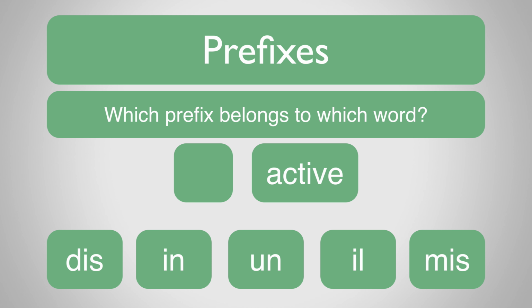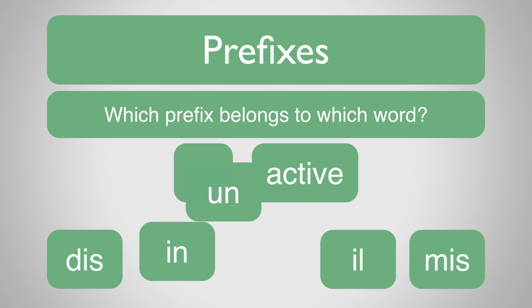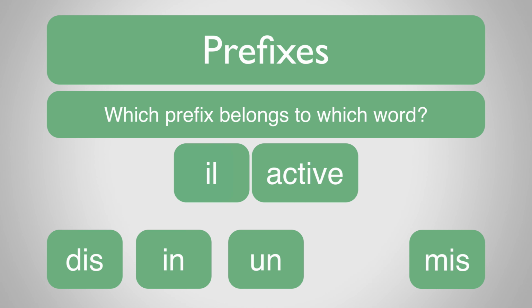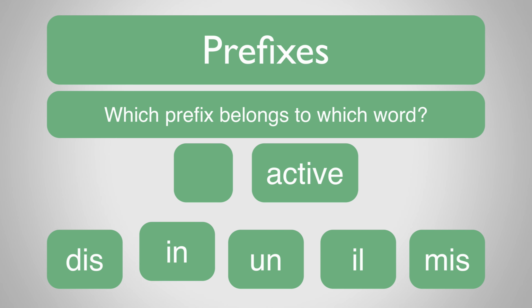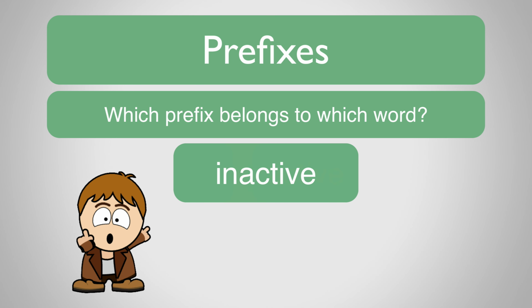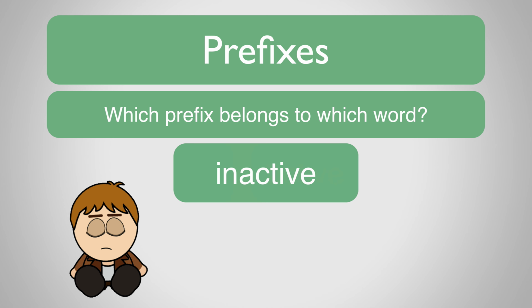To help us work out which it is, let's read each prefix out loud, adding the root word active, and hopefully one of them should just sound right. Disactive, inactive, unactive, illactive, misactive. Did you spot the correct one? Well, it's inactive. If something is inactive, it's not moving around much, or at all.